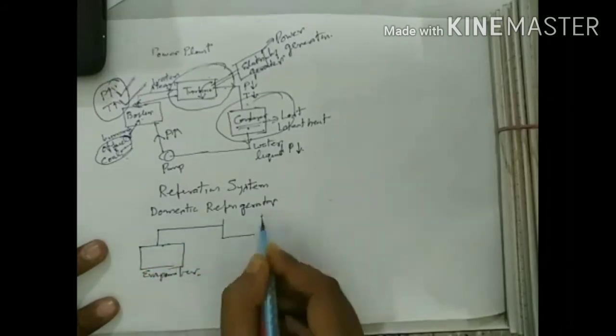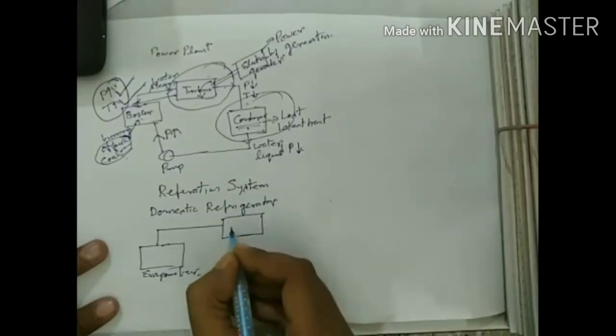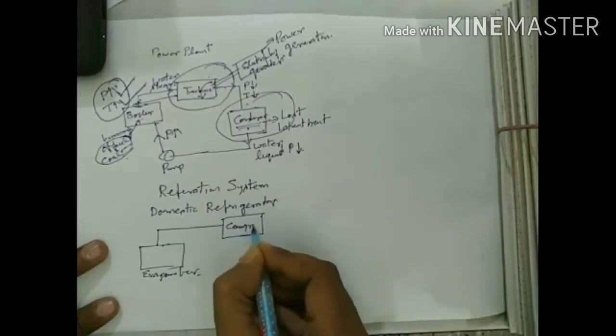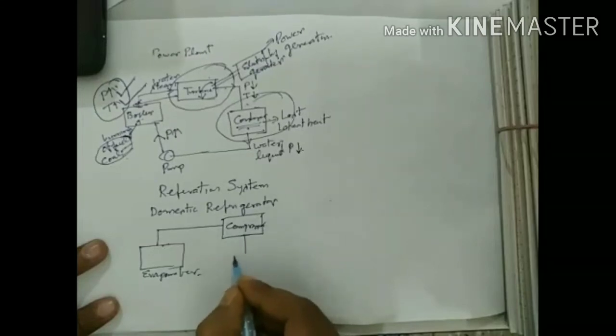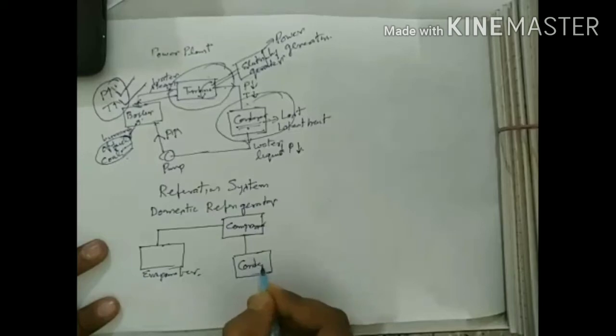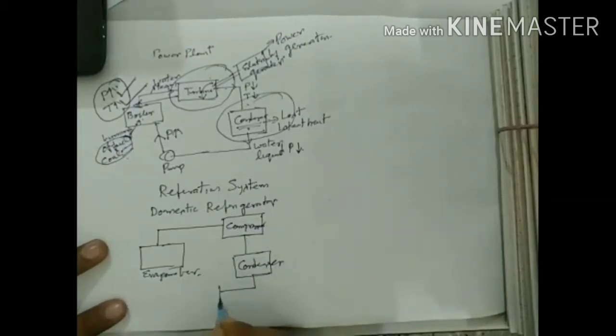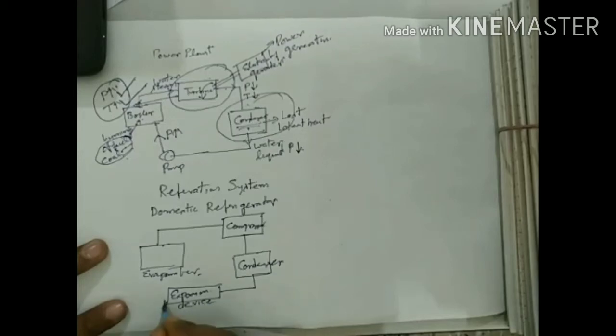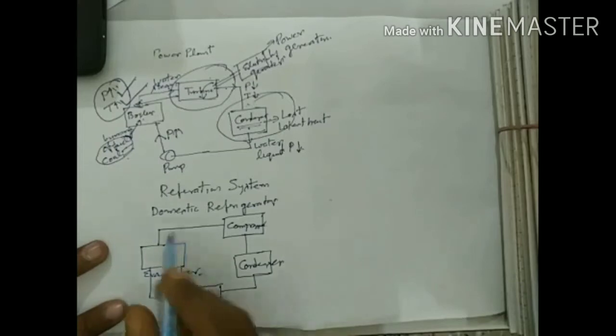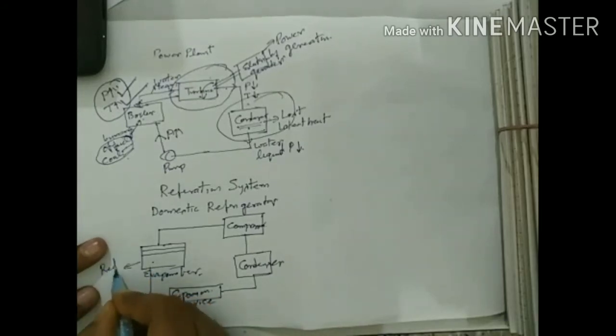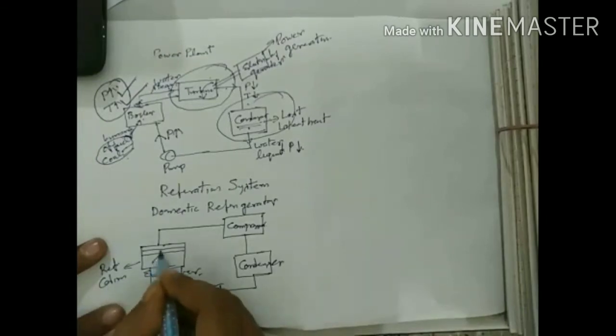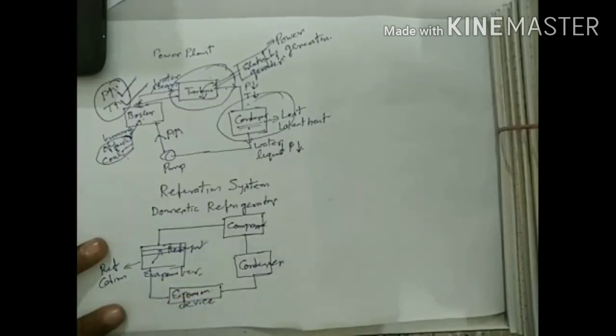After the evaporator, there is a compressor, then the condenser, then the expansion device, and then again the evaporator. The evaporator is the part of this cycle in which heat is extracted from the refrigeration cabin towards the refrigerant. So in the evaporator, heat is transferred from the refrigerator cabin to the refrigerant.